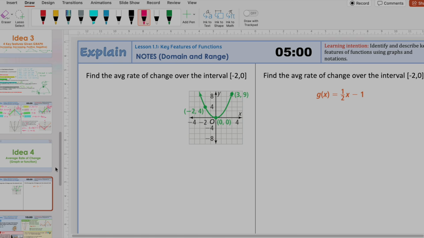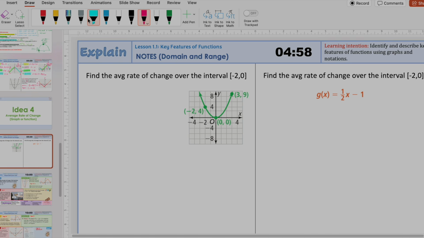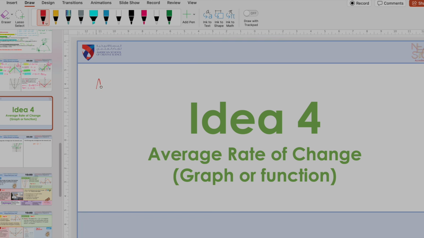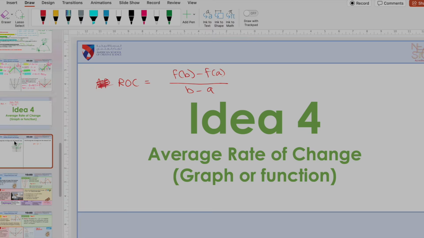Okay. Last idea. Average rate of change. The equation for average rate of change is f of b minus f of a over b minus a. That's it.